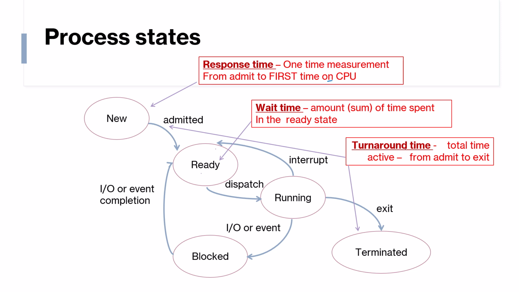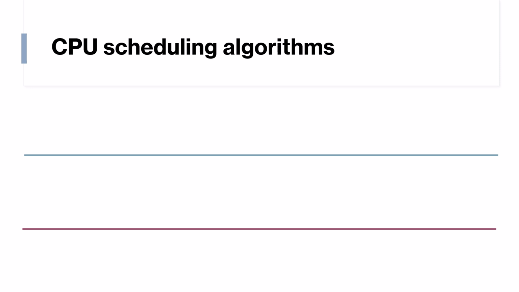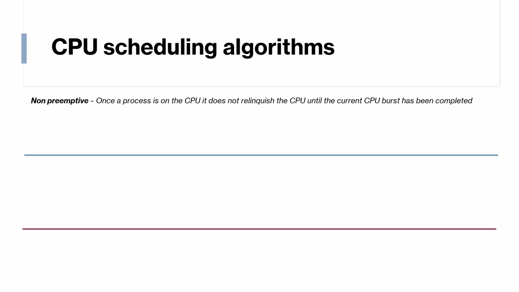So turnaround time is the sum of the wait time plus the CPU time plus the I/O or event time. So here is an overview of the different CPU scheduling algorithms. So we have non-preemptive algorithms. A non-preemptive algorithm just means that once the process is on the CPU, it will not relinquish the CPU until the current CPU burst has completed. So it's not going to get interrupted.